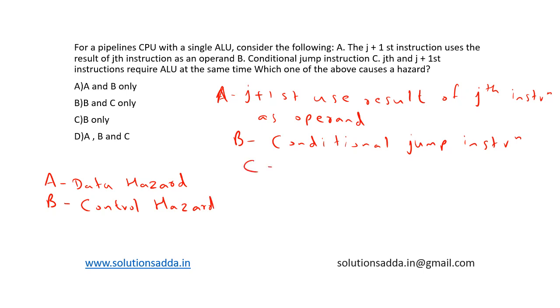Now see, J and J plus first instruction require ALU at the same time. This is actually a structural hazard because since there is only a single ALU, both J and J plus first instruction require the ALU. As a result, a structural hazard arises. This arises because resource conflicts occur when the hardware cannot support all the possible combinations of instructions in simultaneous overlapped execution. So as a result, C is a structural hazard.